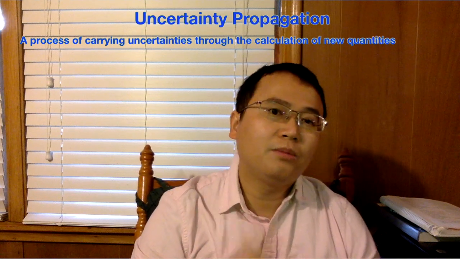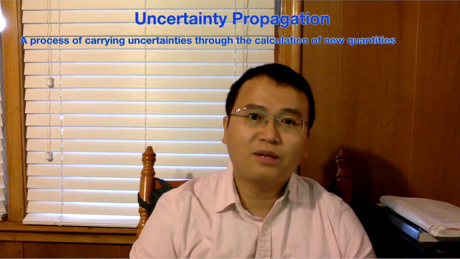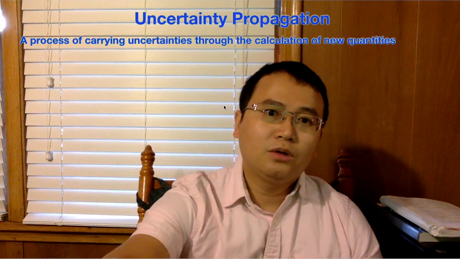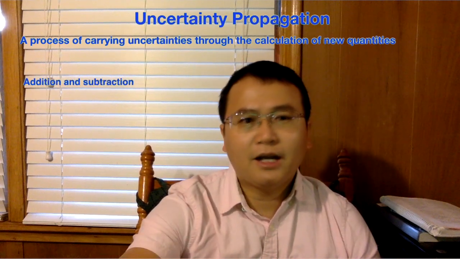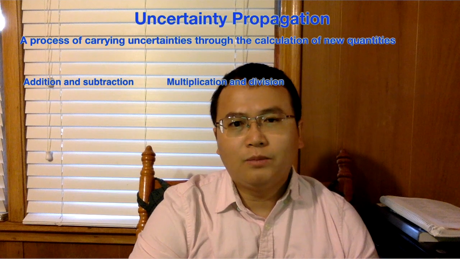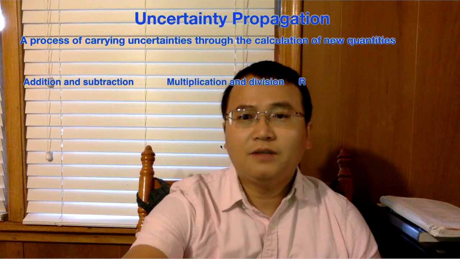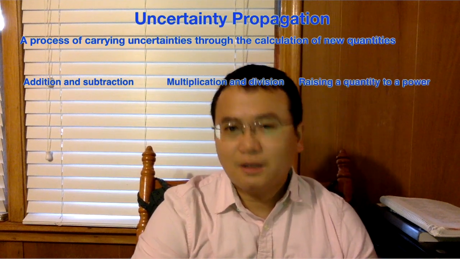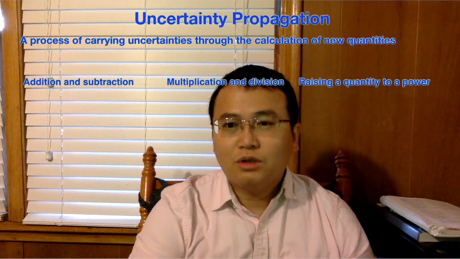For example, if you make a measurement, the measurement that you made probably has some uncertainty, and you want to use that value to calculate something else, then you have to pretty much carry the uncertainty throughout that process. So calculations involve probably adding or subtracting. You can multiply, divide, and or maybe raise the measurement to a certain power.